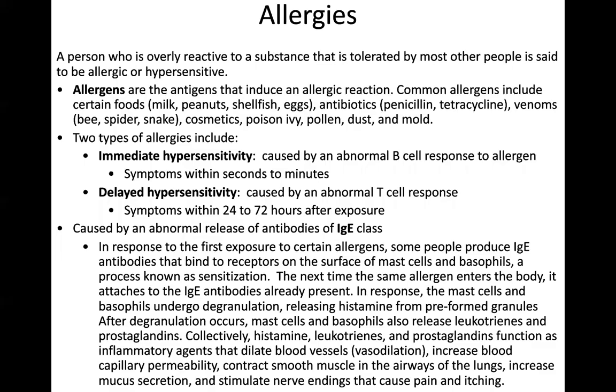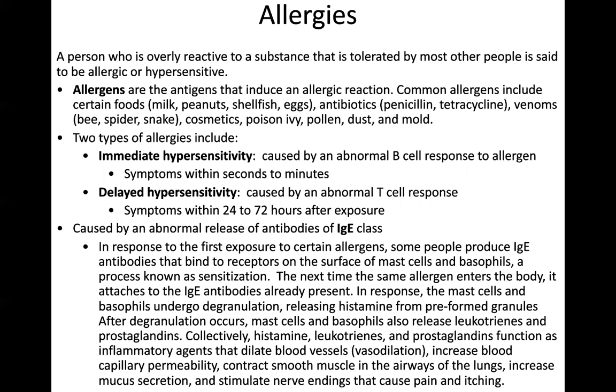Another unfortunate side effect of having an active immune system is allergies. I promised we would talk about these more, and I've mentioned them a few different times. Allergies happen when a person is overly reactive or hyperreactive to a substance tolerated by most other people. The term allergic or having allergies can be replaced with the term hypersensitive. An allergen is just the antigens that induce an allergic reaction. So it's anything that triggers an allergic reaction.